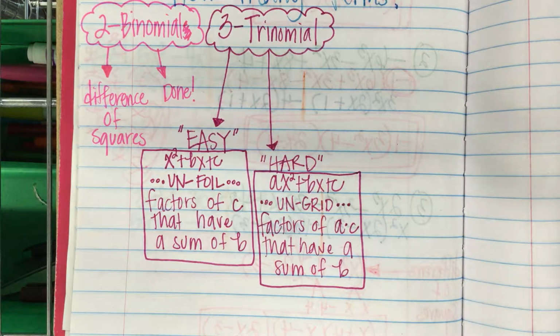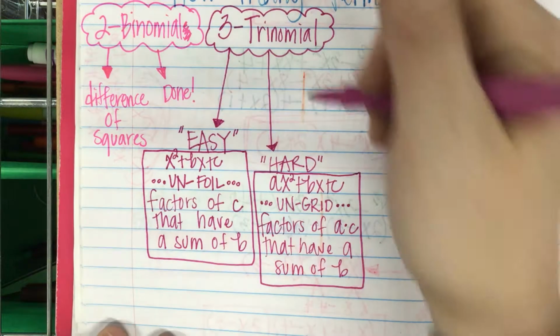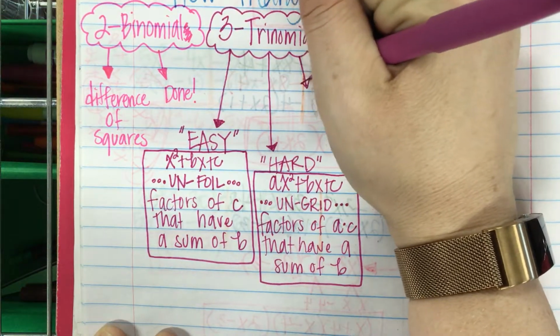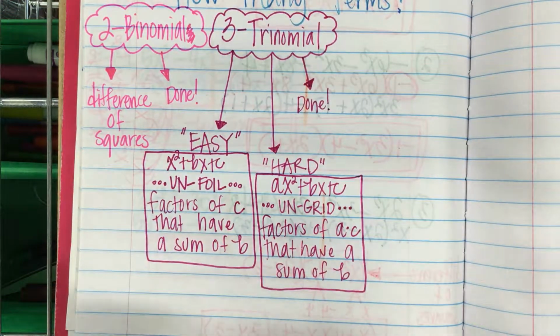Easy problems: x squared plus bx plus c. Factors of c that have a sum of b. Hard problems: we ungrid it. Factors of a times c that have a sum of b. And X box is our method of figuring that out, but we look for factors of a times c that have a sum of b. Or, if they don't fit either of those, you're done.